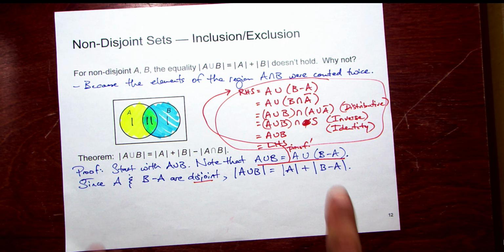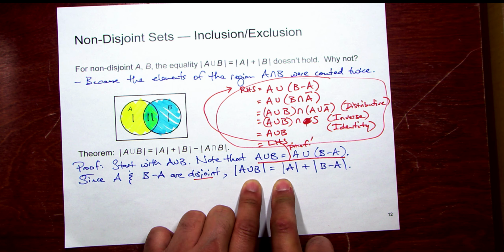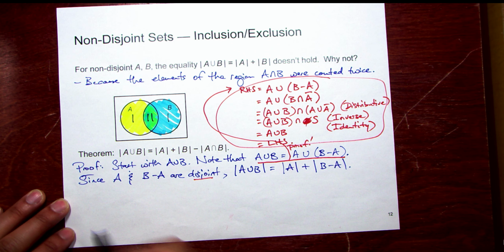These are disjoint. So we have this. Cool. This is one step, though. There's another pair that are disjoint that we're going to do the same thing to. So what are the other pair?